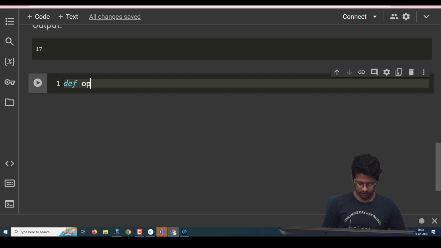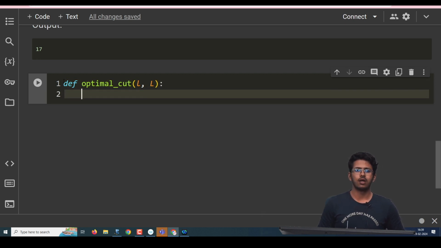So we'll define a function called optimal_cut that takes as argument a rod of length L and a list capital L which stores the corresponding profits. So in our example, we saw that the rod of length 5 meters could be sold at 1 meter, 2 meter, 3 meter, etc. parts. So we want to store the corresponding profits in a dictionary. So that is what we'll be doing here.